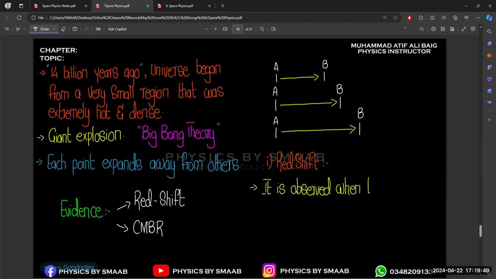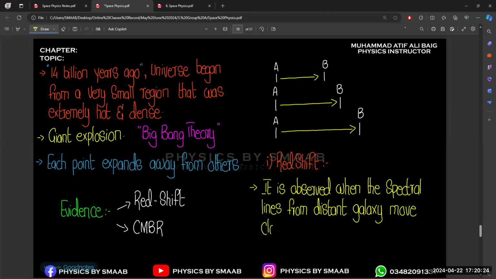When the spectral lines from a distant galaxy move closer to the red end of the spectrum. Spectral lines mean the same black lines in the previous diagram that we studied. So in this way, we can explain the concept of the redshift.